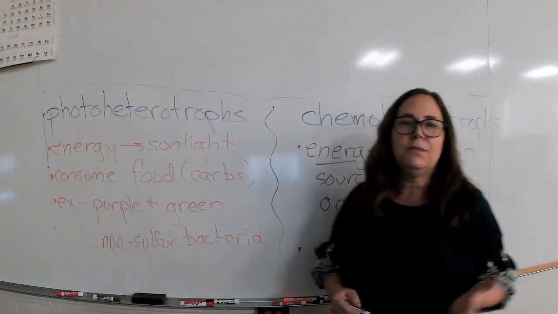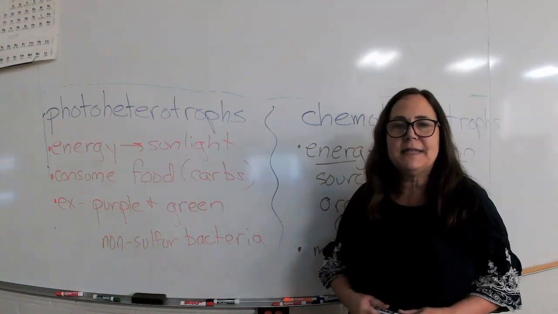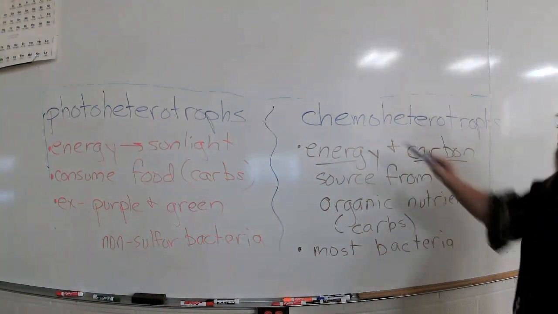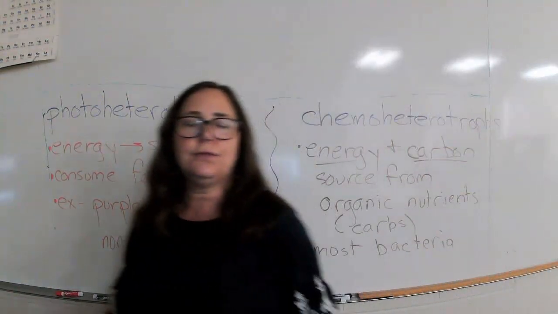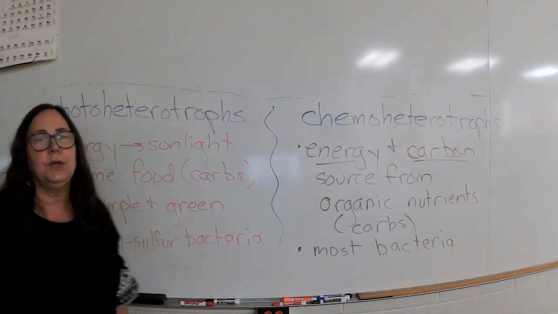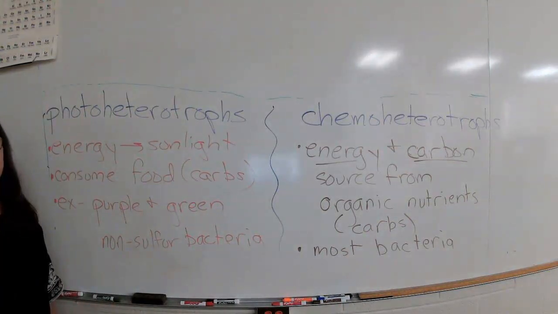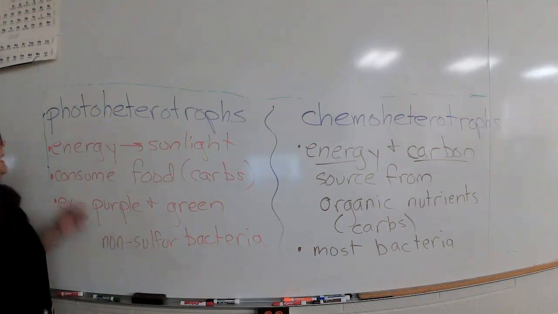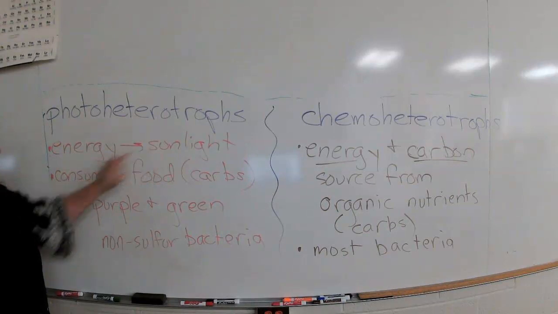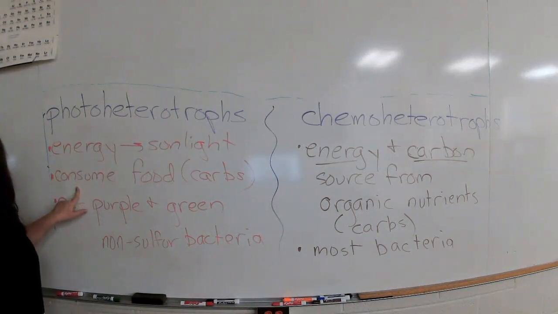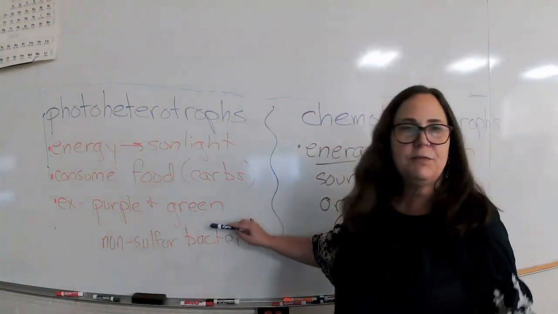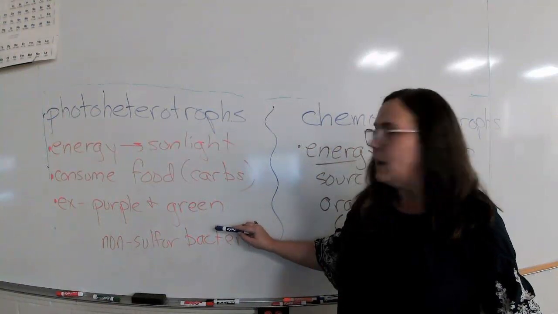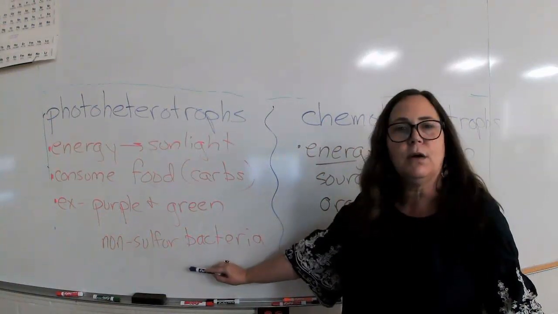All right, so we just talked about photoautotrophs and chemoautotrophs. Now we have photoheterotrophs and chemoheterotrophs. Remember that a heterotroph has to consume its food. So a photoheterotroph is a little bit of a rare type of thing, but it gets its energy from sunlight. However, instead of making its own food, it consumes its food in the form of carbohydrates. And the examples of bacteria that are photoheterotrophs are purple and green non-sulfur bacteria.